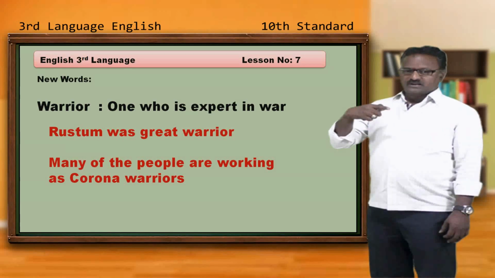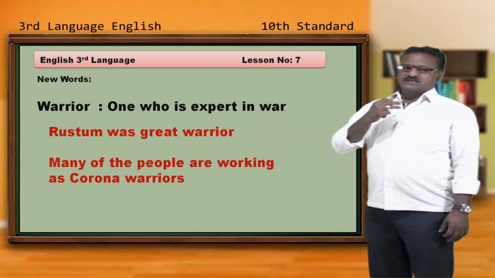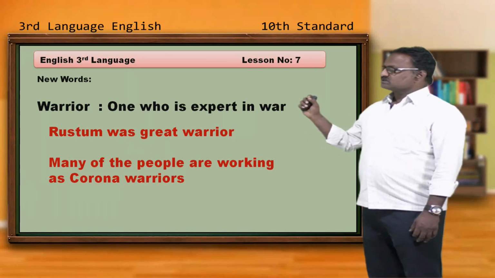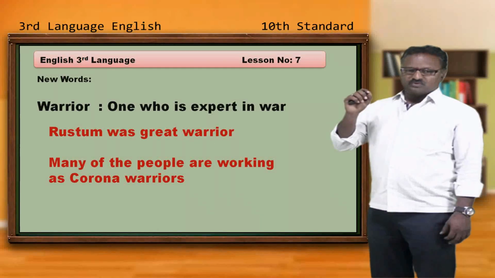One who tries to kill somebody in the war is called warrior. See the two sentences here. Rustum was a great warrior.